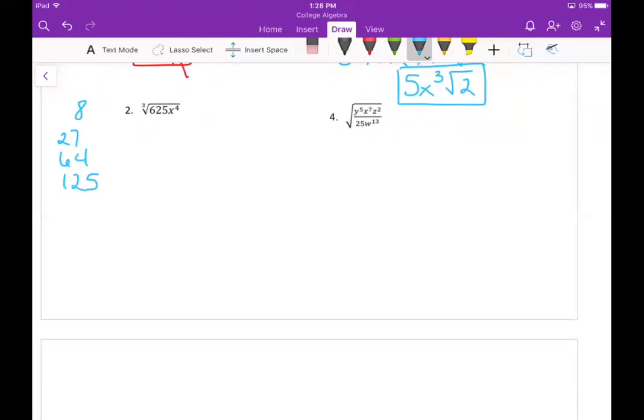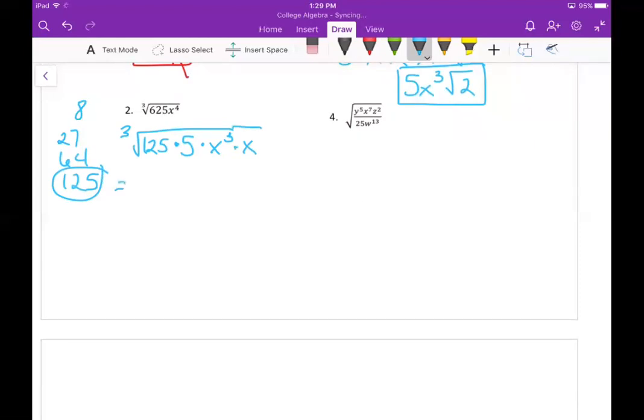So we're looking to see if 625 is evenly divisible by any of these. Test them out. You will see that 625 is perfectly divisible by 125. It ends up that 625 is 125 times 5. Now we're looking for perfect cubes. So as far as x to the 4th goes, we have to think about, x cubed is perfectly cubable. And how do I get to x to the 4th now? Well, I just have one more x, so that x is what gets left behind.